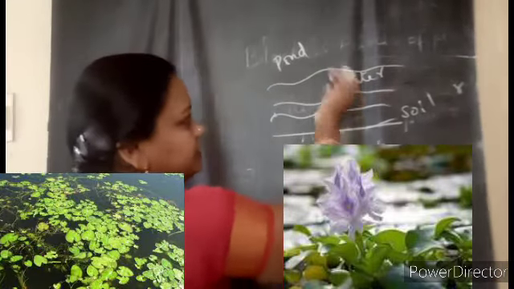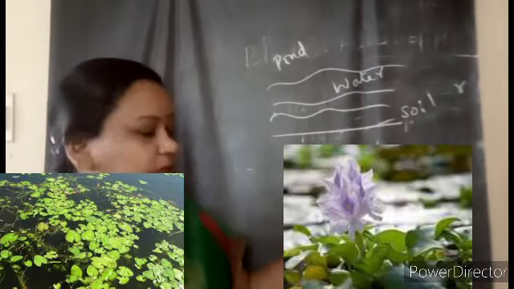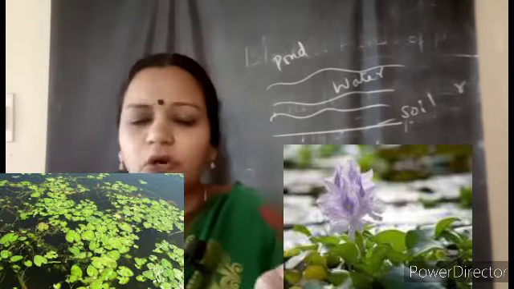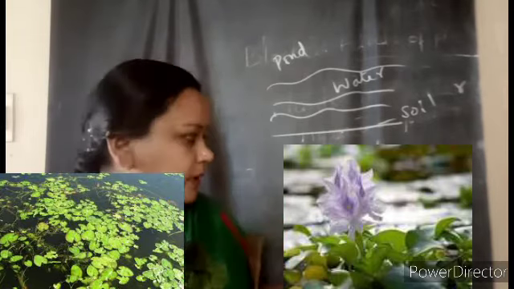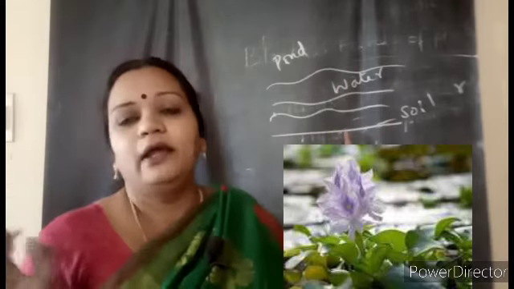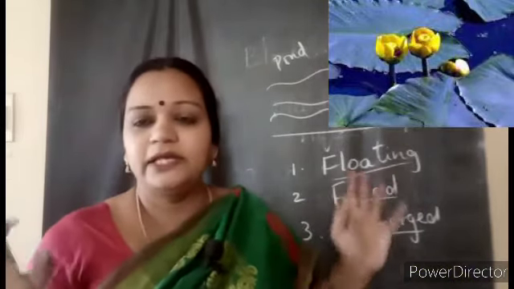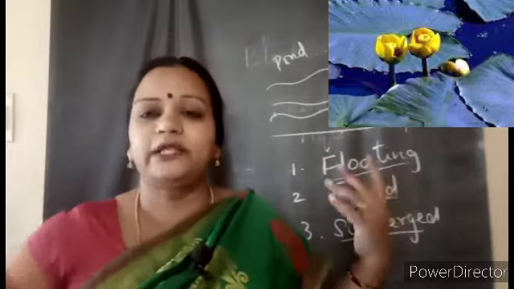But floating plants, as shown in the images now, you can see they will be able to float. The roots are very short and they will be able to float. But when you come to the fixed plants, the roots are fixed to the soil and they can move their stem and leaves and flower. But they cannot move from that place to another place.